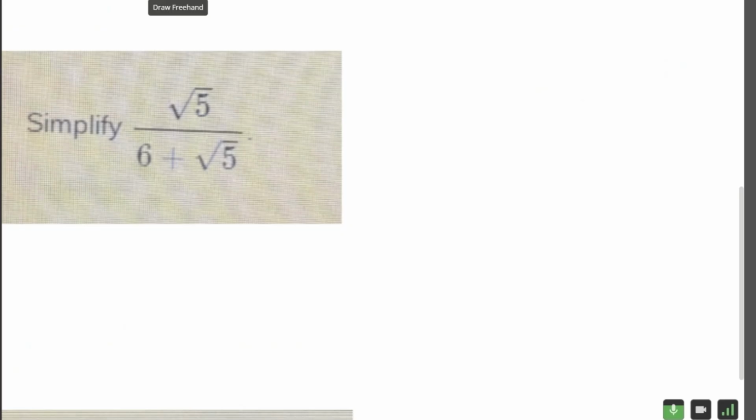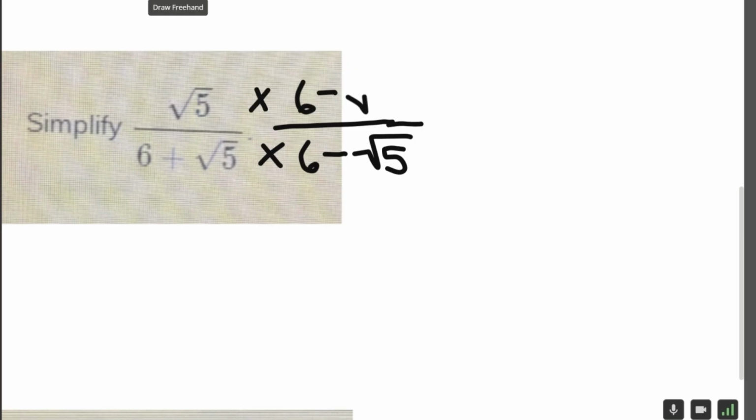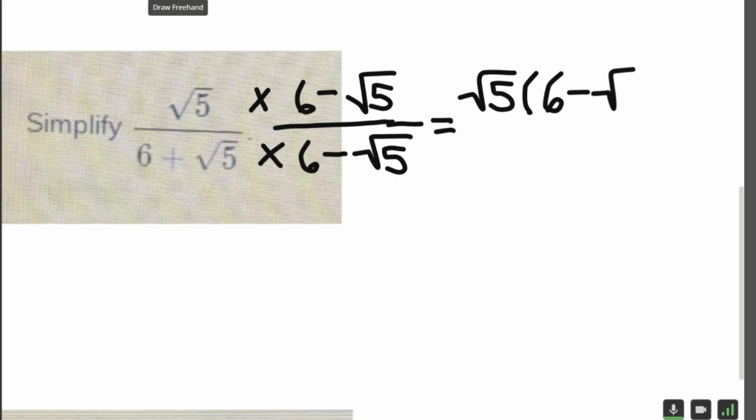This time we have a radical top and bottom, but really what we're focused on conjugate-wise is the bottom, because that's where we need to get the radical out. So let's multiply by the conjugate of 6 plus square root of 5. It'd be 6 minus square root of 5. That's the conjugate. Top and bottom, we need to multiply that. So the top, square root of 5 times 6 minus square root of 5. We'll just write it all out here.